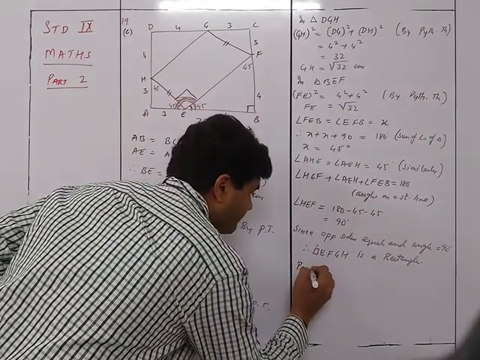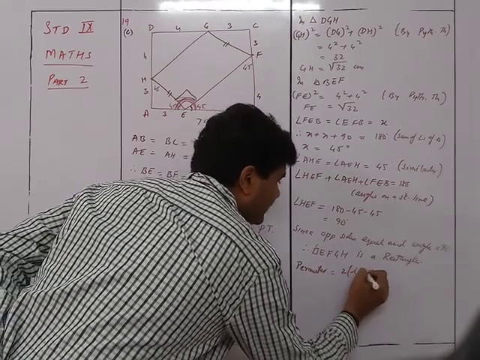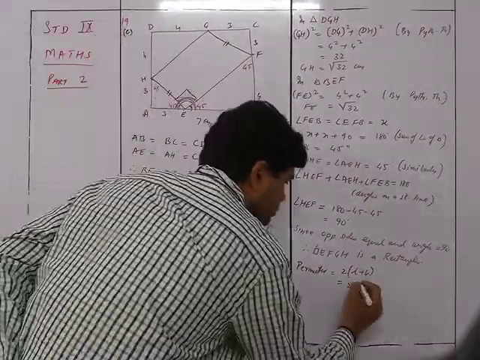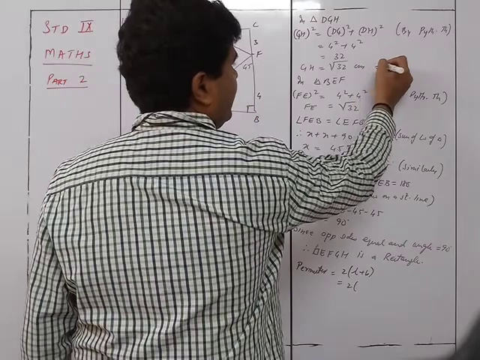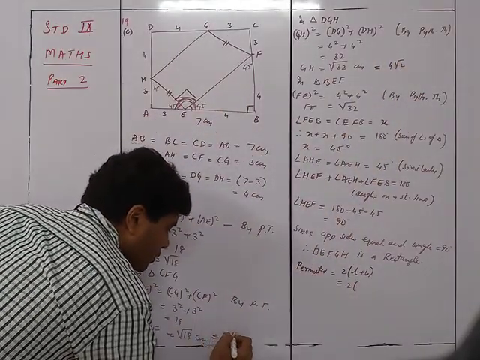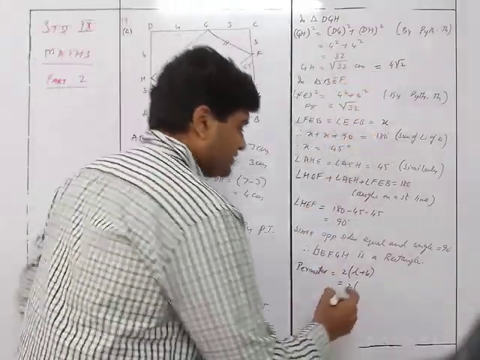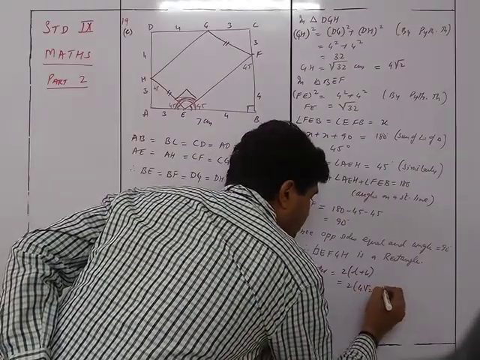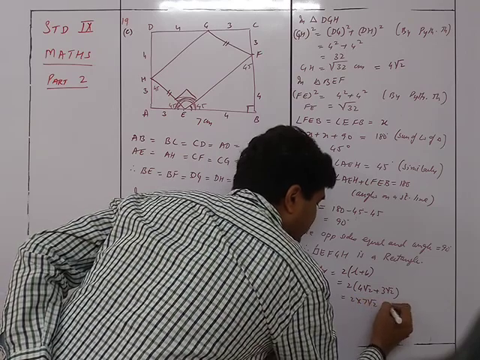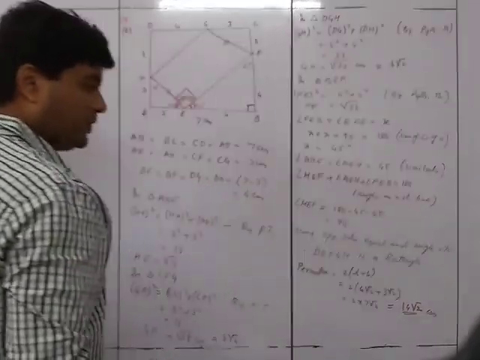So perimeter is equal to 2 into length plus breadth. The length is given as root 32 and the breadth as root 18. Root 32, I can also write as 4 root 2, and root 18 is nothing but 3 root 2, since 18 is 9 into 2. So it is 2 into (4 root 2 plus 3 root 2), which is equal to 2 into 7 root 2, which is equal to 14 root 2 centimeters. Okay, that is the perimeter.